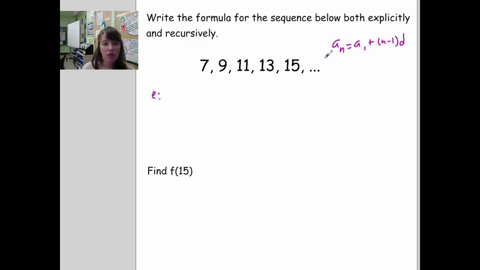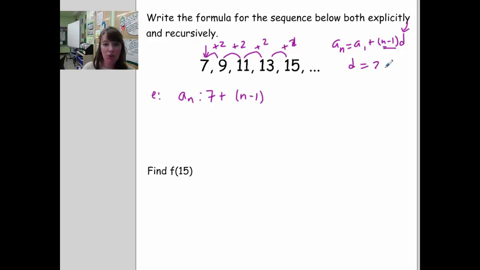So for us, let's fill this in. We're going to keep a sub n as a variable. For any term that we want, we take the first term. This right here is the first term, 7, plus. Now, we're going to leave n minus 1 in as a variable. The common difference here is going to be plus 2. What this is doing is adding 2 between every term. So our d in this situation is equal to 2.